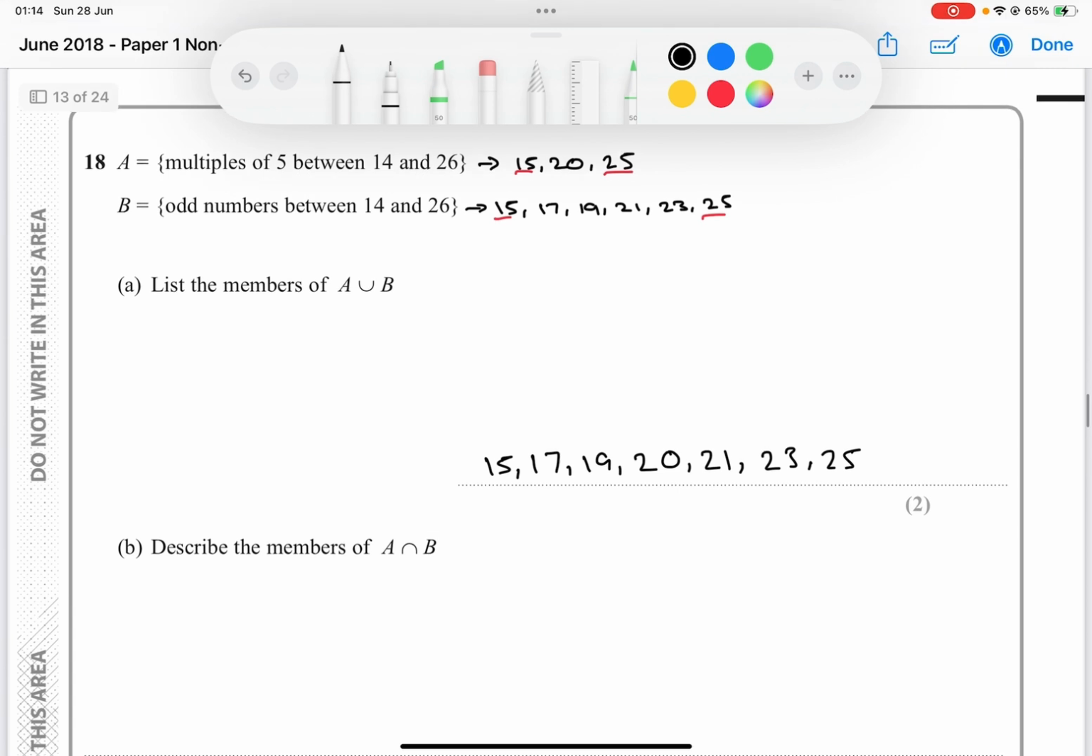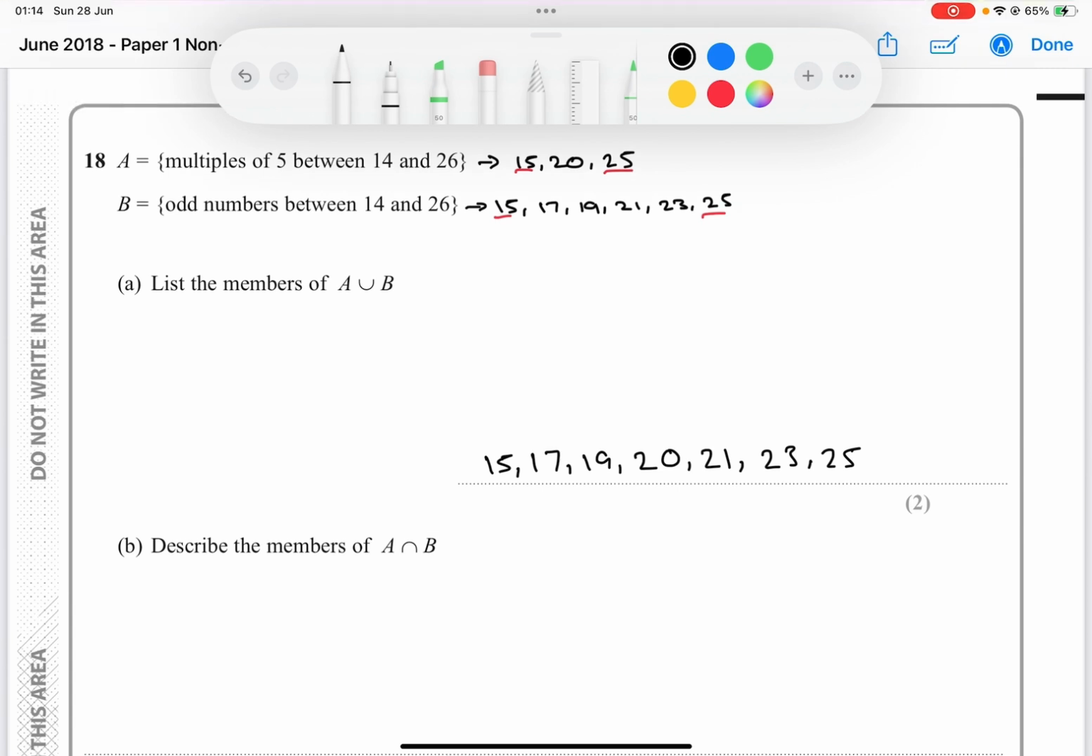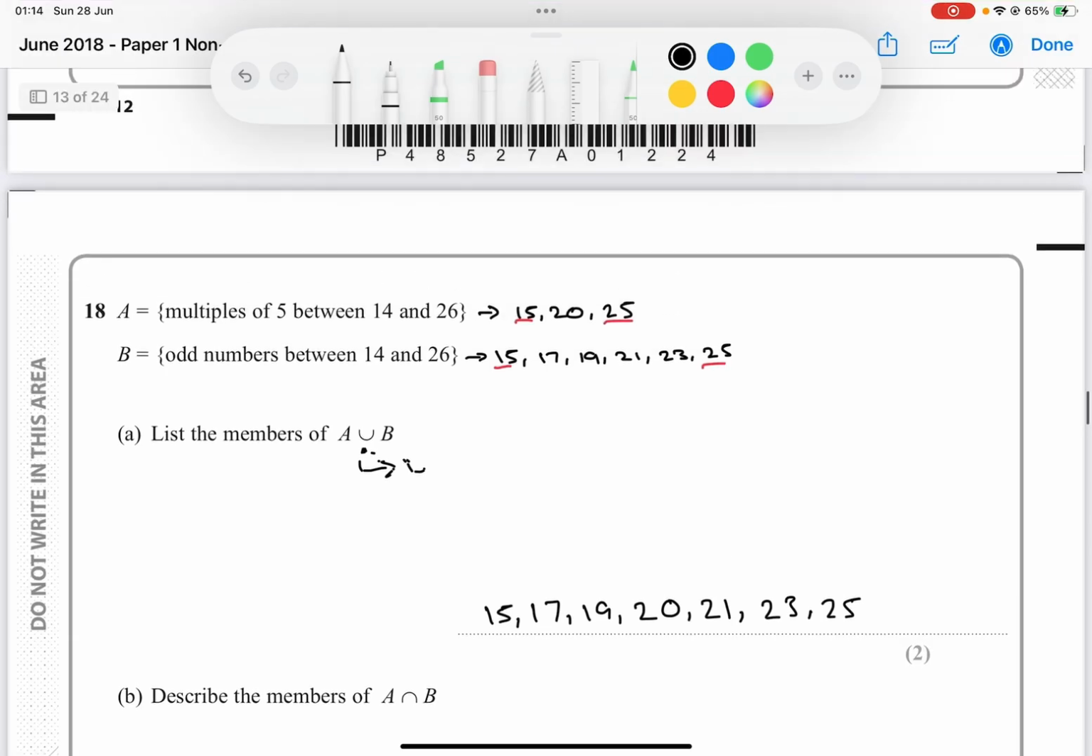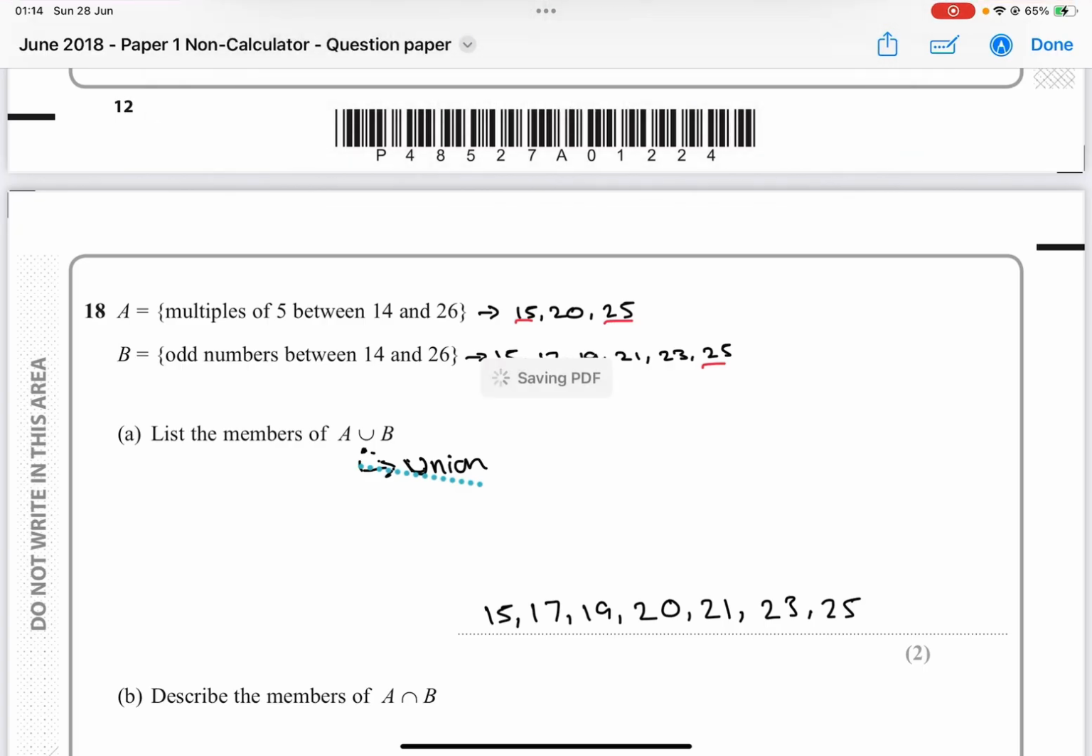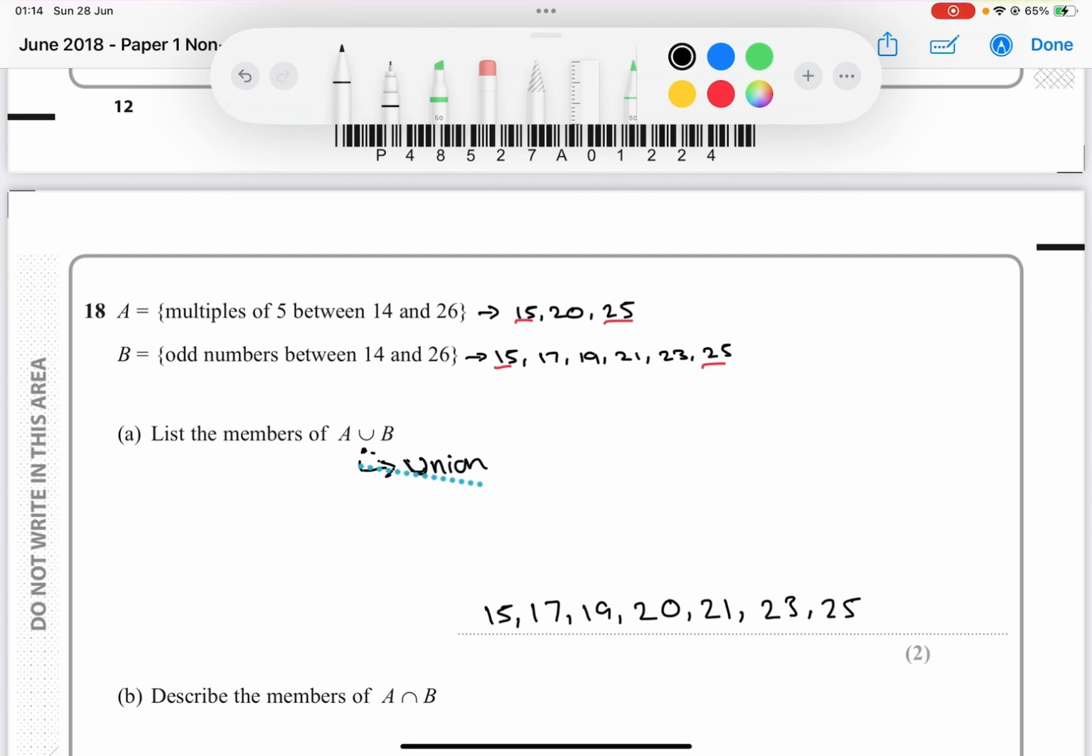Perfect. Part B says describe the members of A intersect B. This sign means intersect. So actually, let me write this down here. So this means union. So it's all of them. In this case, we're not really talking about probabilities, we're talking about numbers. So if we were to draw a Venn diagram, let me actually do that, so it's a lot easier for us to see.